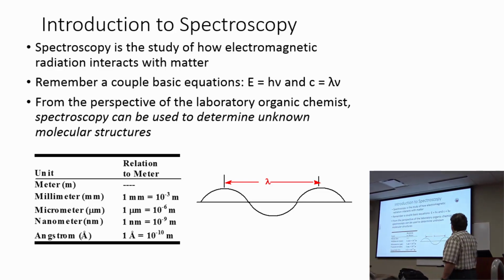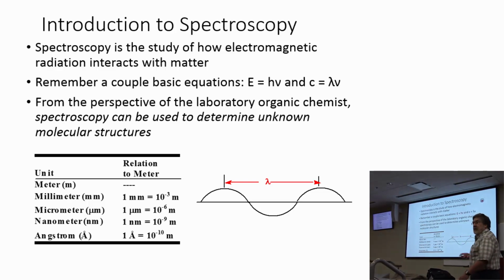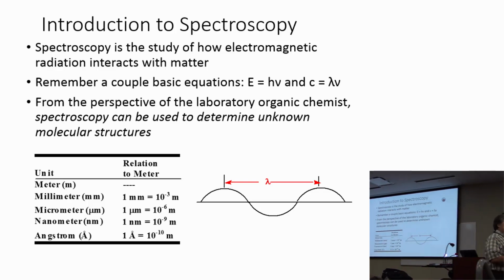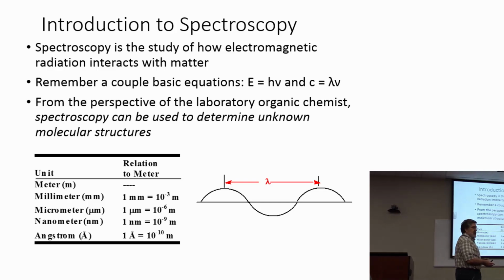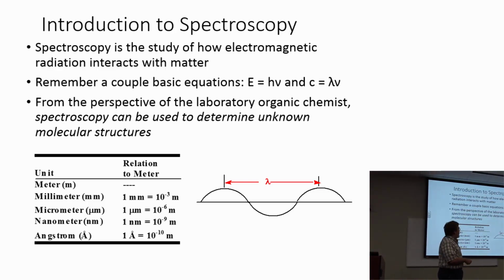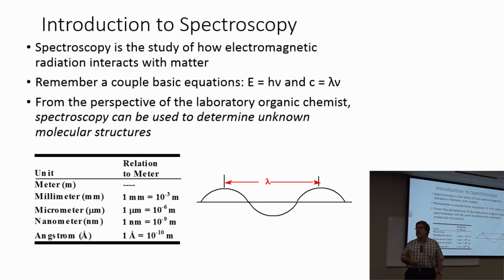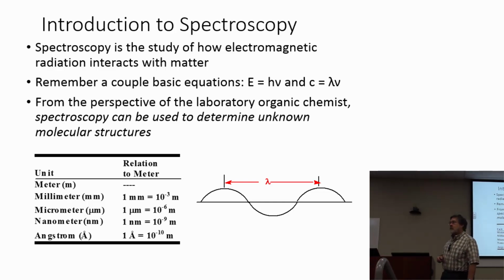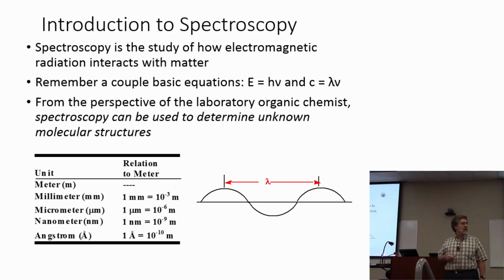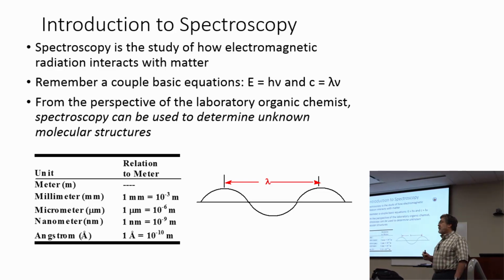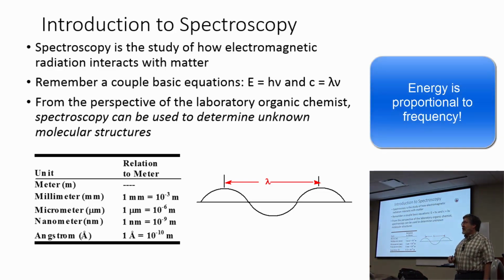Anyway, what's the important relationship there? h is Planck's constant, so that's always the same number. So energy is proportional to what? What does nu talk about? Anybody remember? Frequency. Energy is proportional to frequency. As frequency goes up, so does energy.